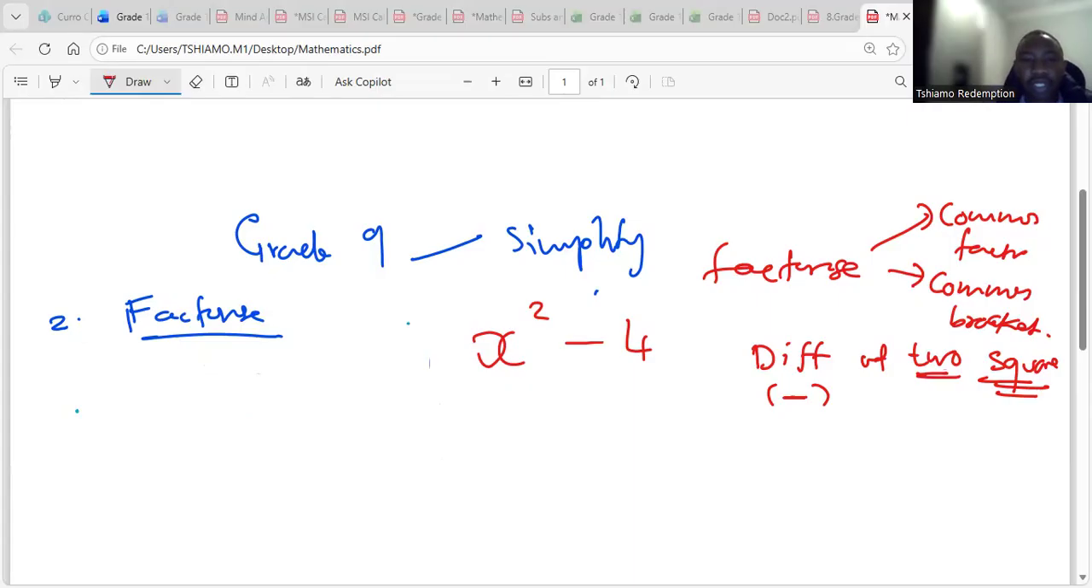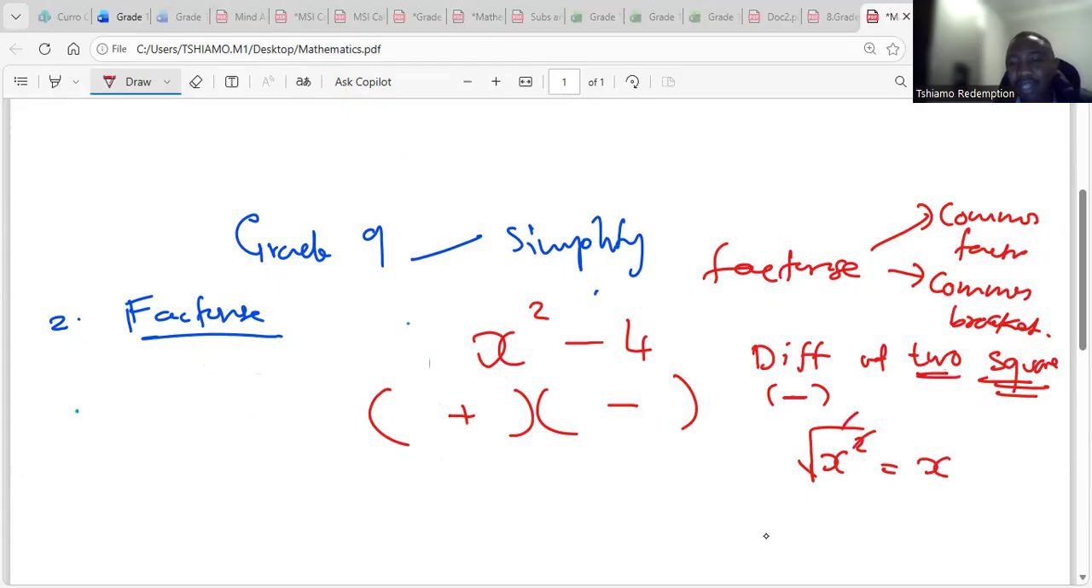So how do we solve it now? Solve it very nice and easy. You open two brackets. One is a plus, one is a negative. It doesn't matter the order. And then now you find the square root of x². The square root of x² becomes x. The square root cancels with the square. So I have x. And then what is the square root of 4? It's 2. Then it has 2 times 2.